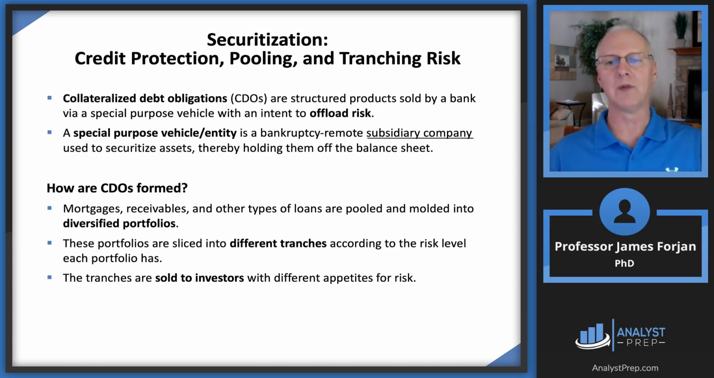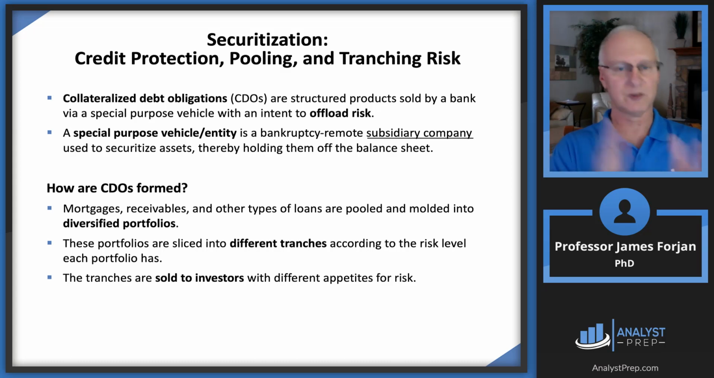Sometimes the payment stream is fixed, but sometimes it's not. Like credit cards, who knows how much individual credit card holders are going to pay on their monthly balance. Financial institutions have a good model to try to predict this, and they're pretty good on average, but to identify each individual, there's no way you can determine that. So what happens here? These different kinds of loans, like a mortgage or a credit card receivable or an automobile loan receivable, are pooled and molded into diversified portfolios. And then they are sliced into different tranches. That's the French word for slice. And so each slice can be sold separately.